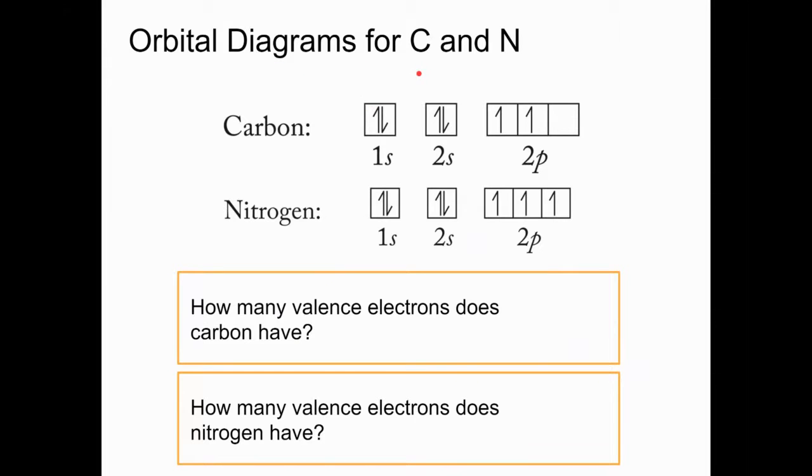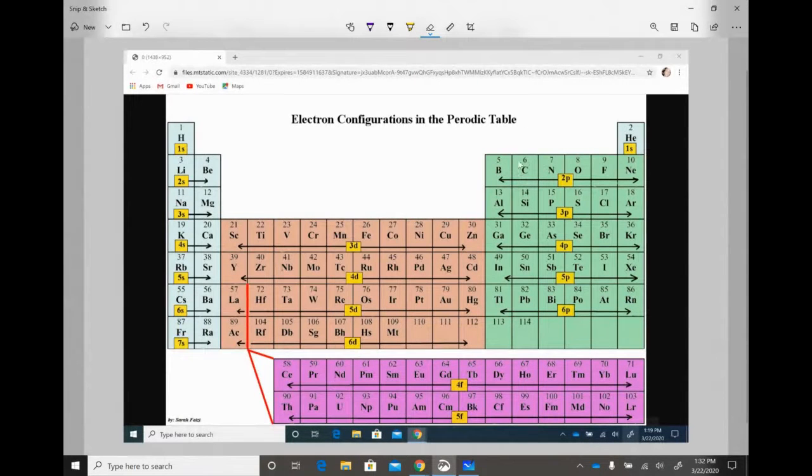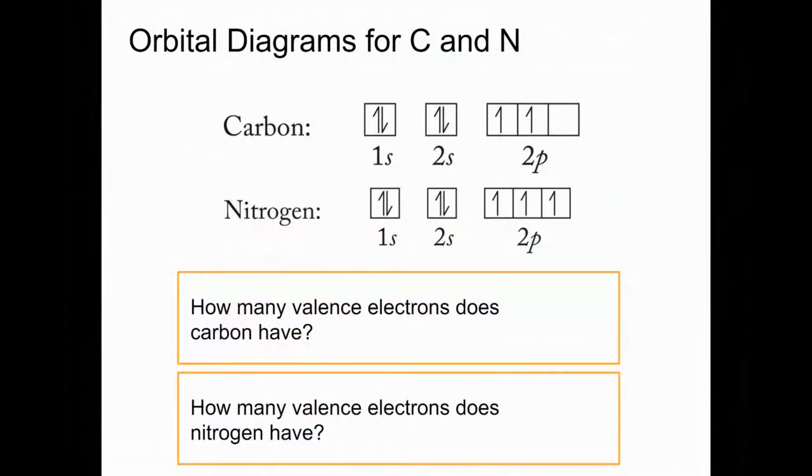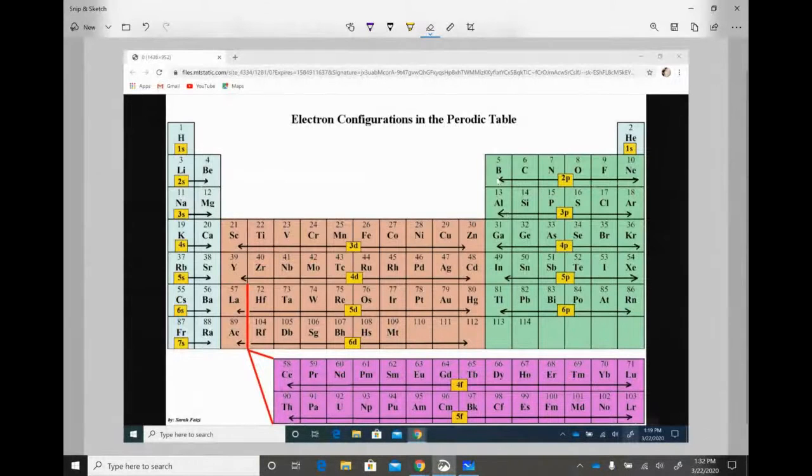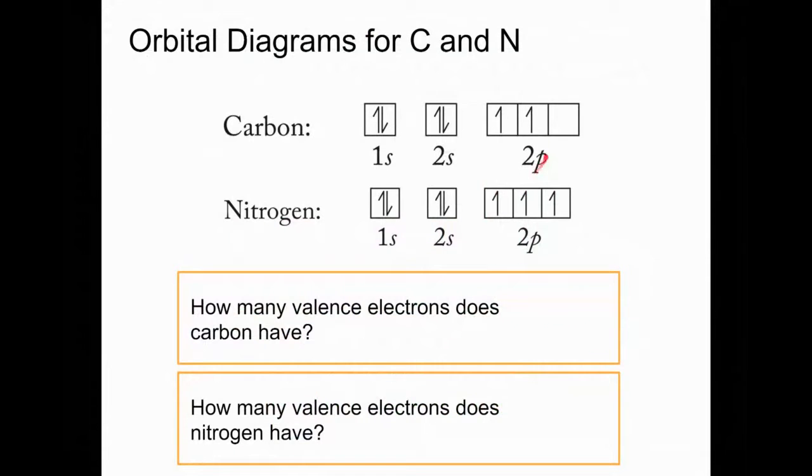So let's look at orbital diagrams for carbon and nitrogen. Carbon is right here and nitrogen is right here. They're in the second row, and remember, these are the p's, so it's going to end with 2p. First we fill the 1s with 2 electrons, the 2s with 2 electrons, and then carbon is going to put 1, 2 into the p's. That's why we put 2 electrons in the 2p's.